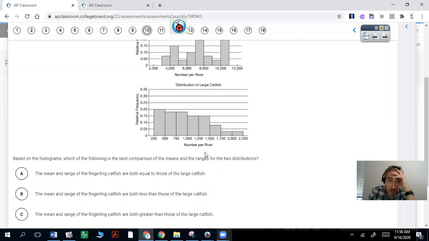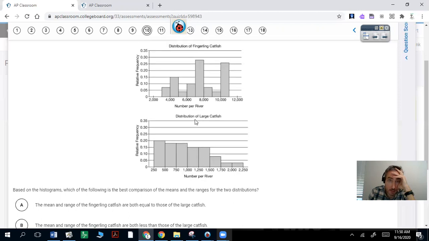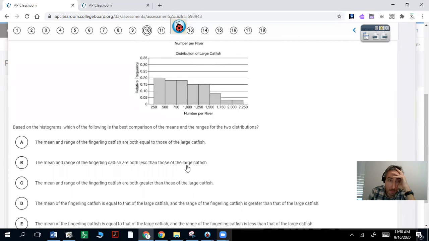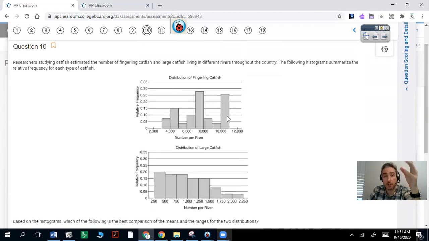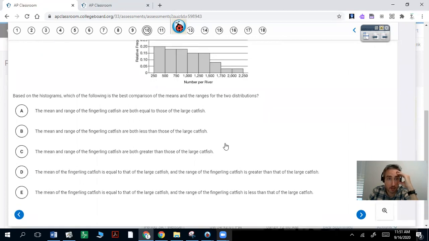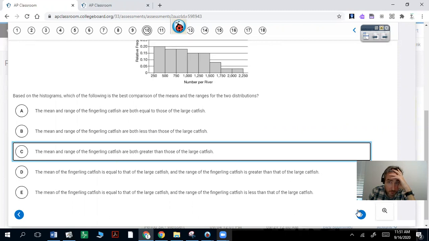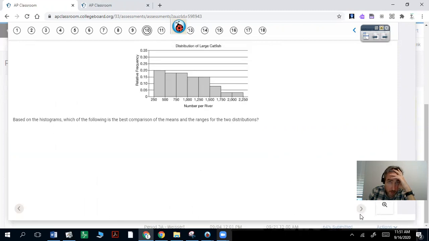The mean and range of the fingerling catfish are both less than... I would say the mean of the fingerling is higher than the large catfish. Also, the range, you're going from like 3,000 to 11,000. That's an 8,000 range, where this is only like 2,000. So I would say that both the mean and the range are going to be higher for the fingerling than the large. So it's going to be this one. All right, number 11.